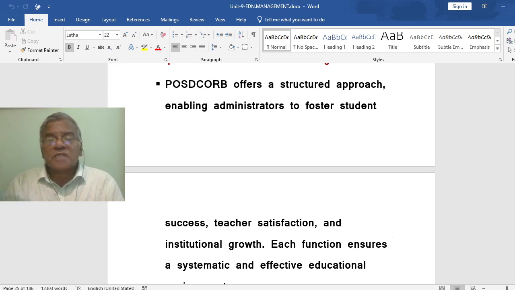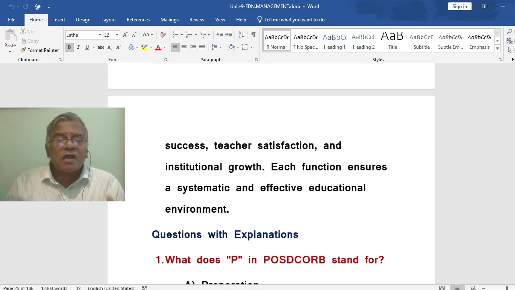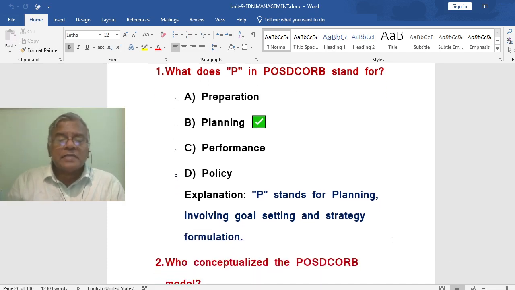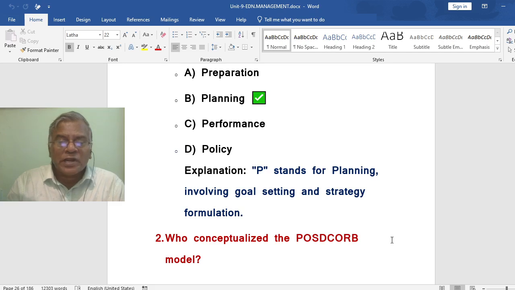It offers a structured approach enabling administrators to foster student success, teacher satisfaction and institutional growth. Each function ensures a systematic and effective educational environment. What does P in POSDCORB stand for? That is planning, of course we know. P stands for planning, involving goal setting and strategy formulation.